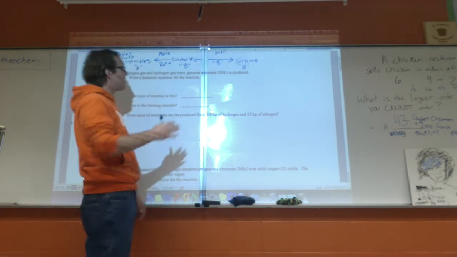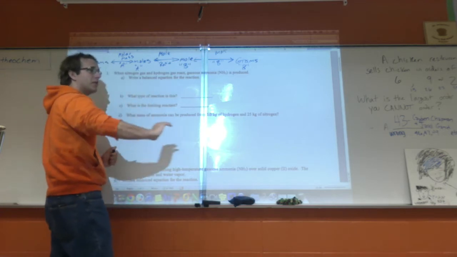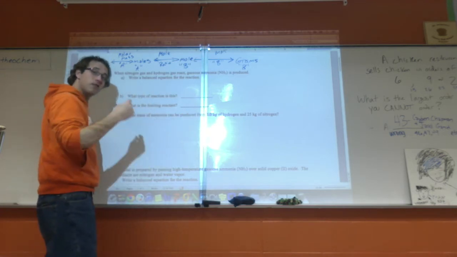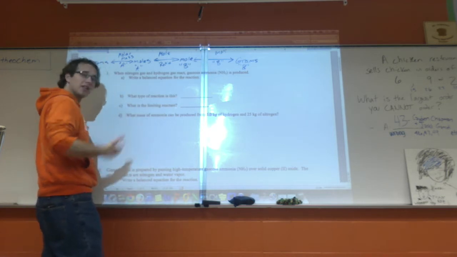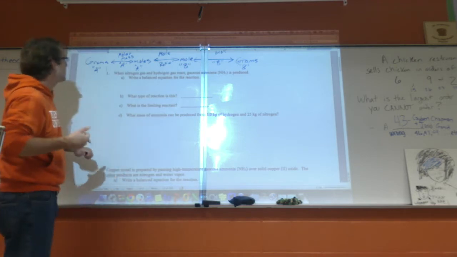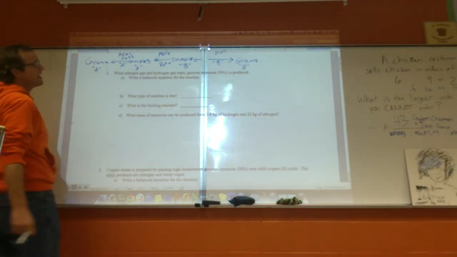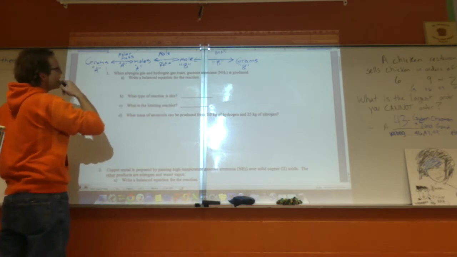So when we've got a chemical reaction, we know both reactants are needed in order for that reaction to go. Now, one of them is going to run out first. That substance that runs out first is what we call the limiting reactant. So let's take a look at number one from 9.5. When nitrogen gas and hydrogen gas react, gaseous ammonia, NH3, is produced. A says write a balanced equation for this reaction.